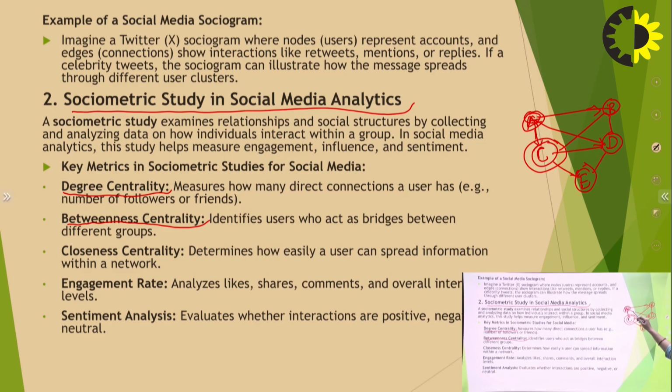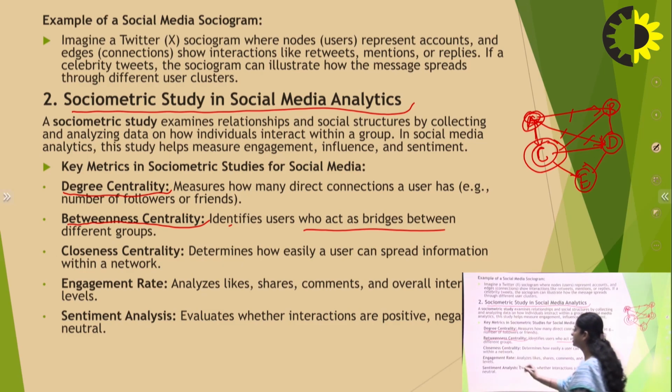C connects A to C. A is connected directly to D, but if this edge is not there, then through C we can reach it. If this edge is not there, then C is the bridge. C is connected to B, C is connected to D also. So betweenness centrality identifies users who act as a bridge between different groups.